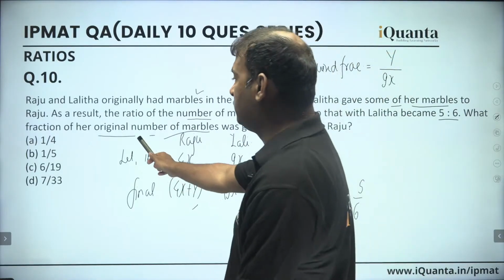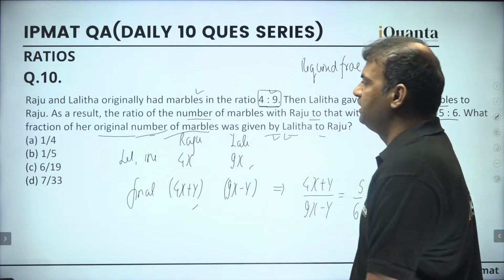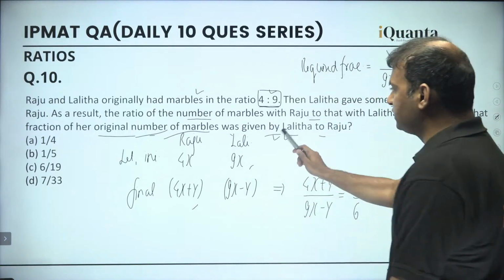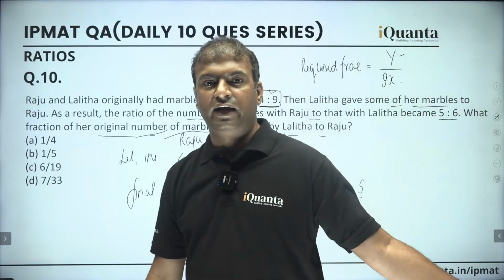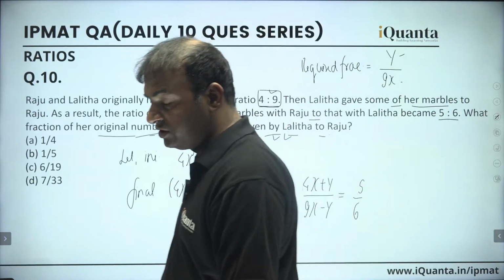What fraction of her original number of marbles, that means 9x, was given by Lalita to Raju, and Lalita is giving y number of marbles. So basically we need to find y upon 9x in the end. I hope this is understood to all, right?